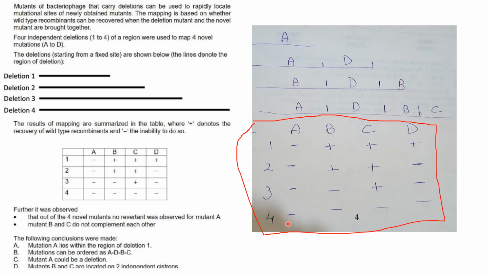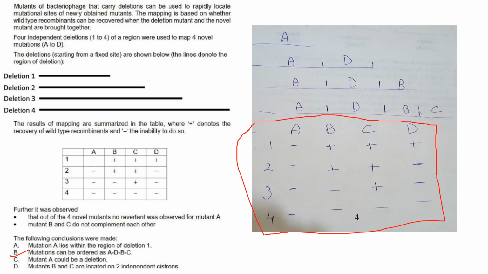In the fourth one, A, B, C and D are deleted. All are deleted. So up till here it is A, till here it is D, till here it is B. So this remaining will be C. So what is the order of the mutation? It is A, D, B and C. So option B, if you see, mutations can be ordered as A, D, B, C. That's correct.